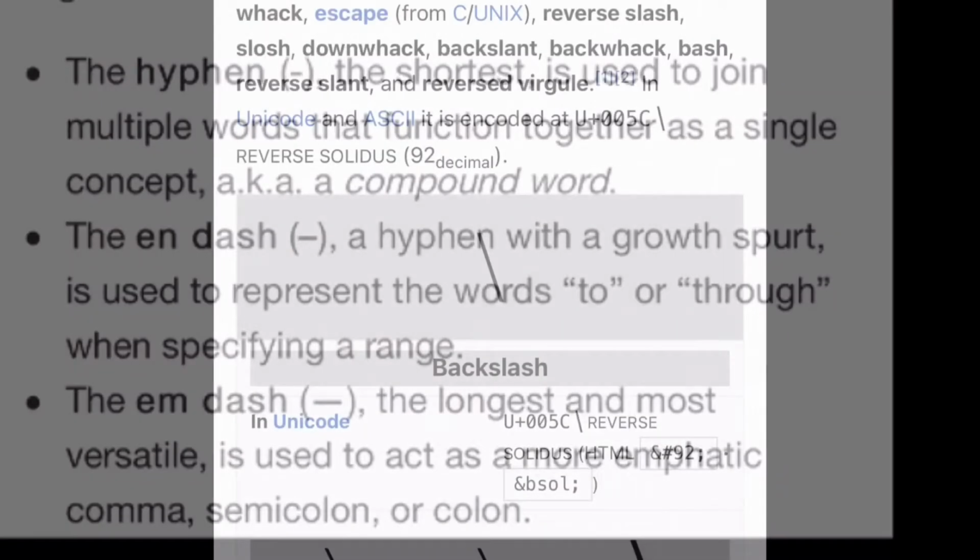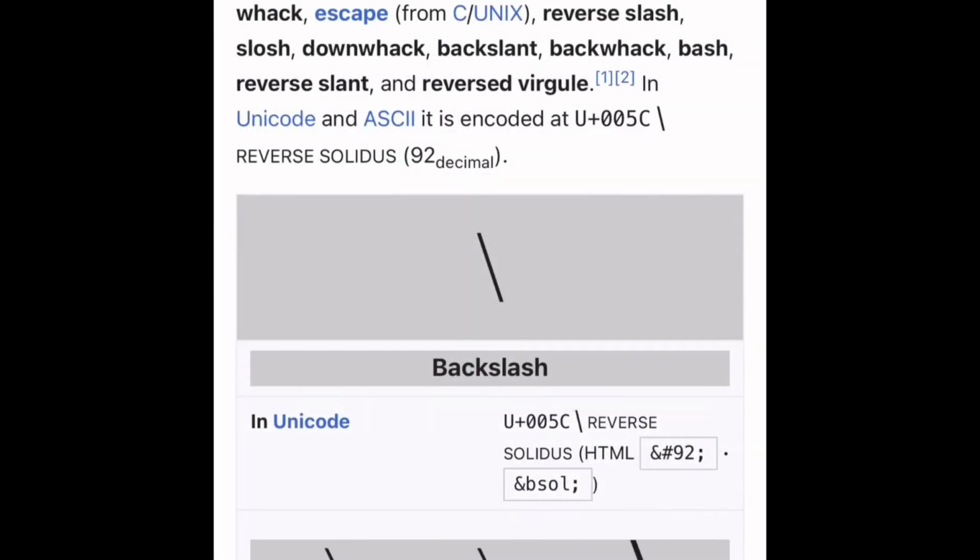a compound word. Then, of course, to finish off the other side of the wonderful letter A, we have the whack, the escape, the reverse slash, the slosh, the down whack, back slant, back whack, bash. Also the reverse virgule. All kinds of names for this baby, but it's just the other half. Like I said before, our letters have deeper meanings than we had thought. So we'll take one last look at it broken apart. The forward slash, the hyphen, and the backslash.